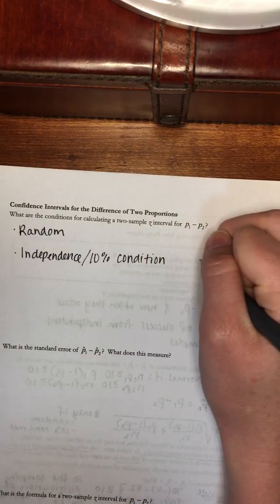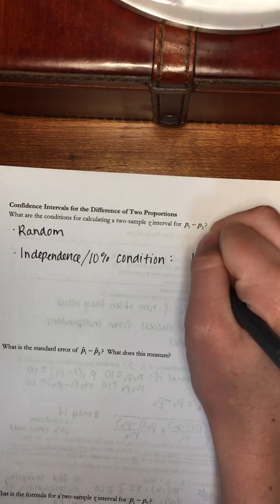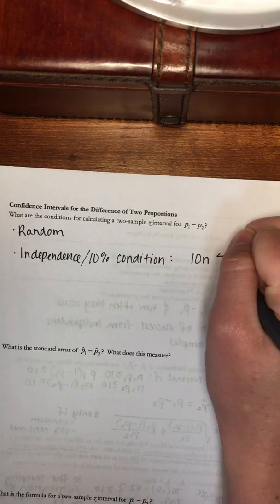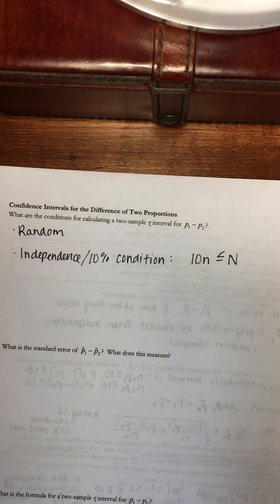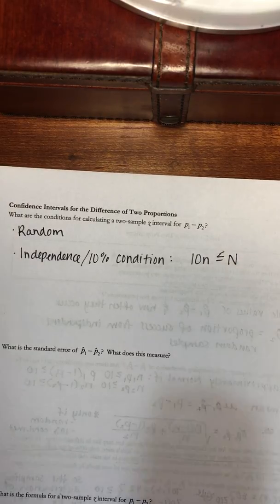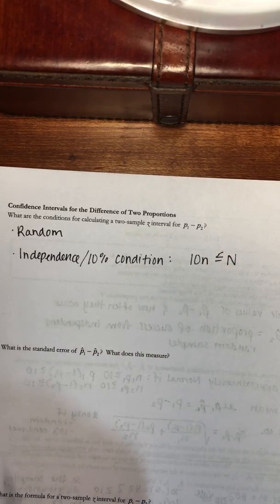Which says that, I'm going to say it this way because it's the way we usually do it. 10 times the sample size is less than or equal to the population size. I think in the book we have it opposite, where we say 1/10 times capital N is greater than or equal to lowercase n. This is the way we do it more often, just like on the previous page with the 700 and 1000.